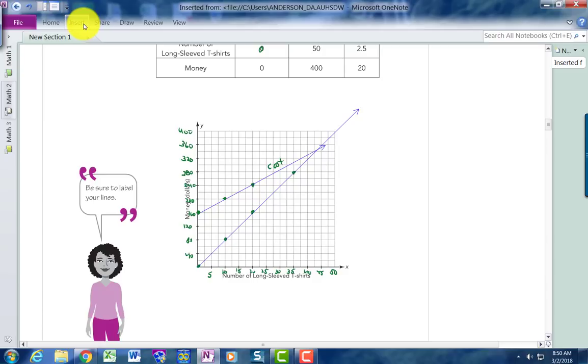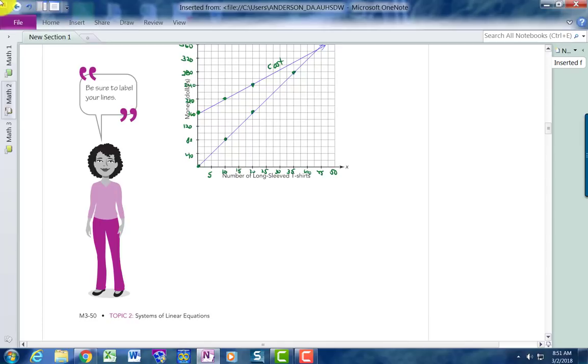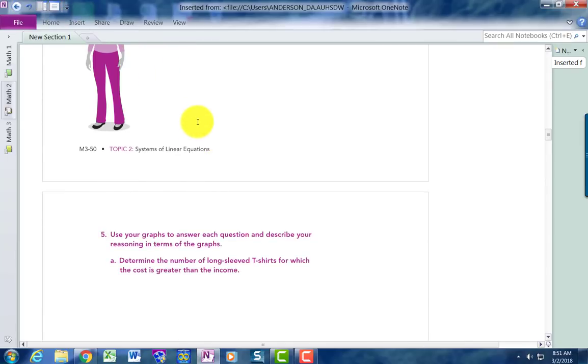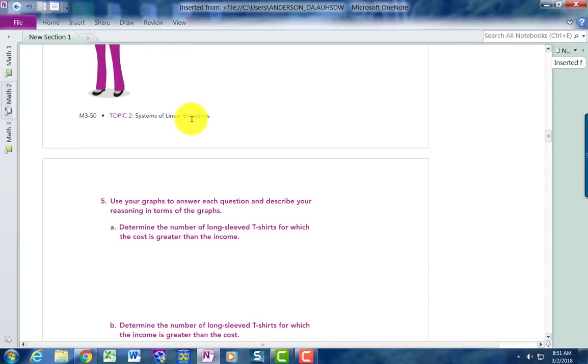That's sort of good. I'm a little bit low there, but I'm not even going to adjust that. I'm just going to kind of go with it. All right, so now we need to answer some questions down below here. It says to use your graphs to answer each question. Okay, so we're going to determine the number of long sleeve t-shirts for which the cost is greater than the income.